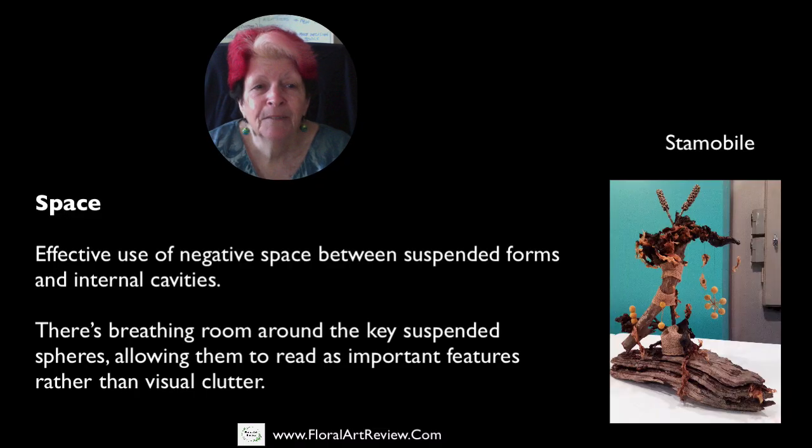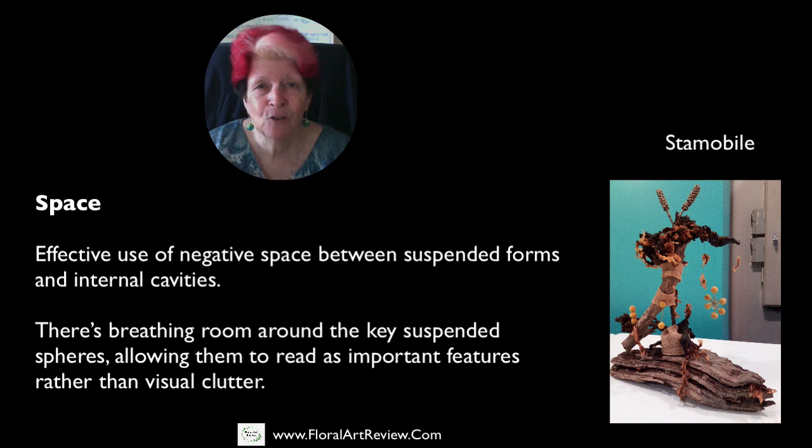Space. Effective use of negative space between suspended forms and internal cavities. So that's the layers in that weathered wood, as well as the space in between the hanging things. And this is an area, this negative space, I've been talking with a lot of students lately. This negative space is something that is quite a difficult concept to understand in terms of a floral design. The negative space, the space between your placements, becomes part of the design.